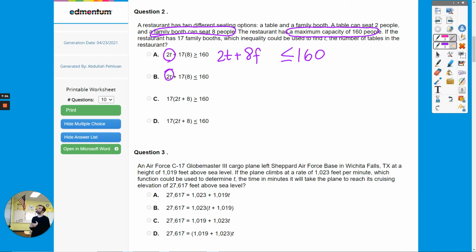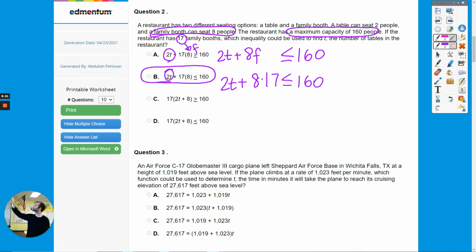So if the restaurant has 17 family booths, we know what F equals now. It is 17. So this number is the number of family booths. So 2 times T plus, we don't know how many tables they have, 8 times 17 is less than or equal to 160. Which inequality could be used to find T, the number of tables in the restaurant? So that's the inequality that I need: 2T plus 8 times 17 less than or equal to 160. I hope that helps.